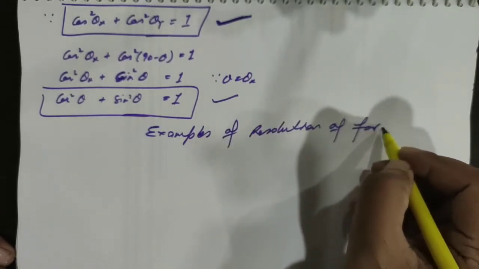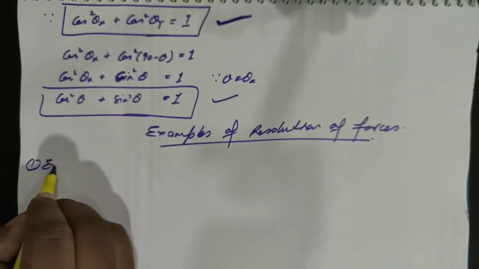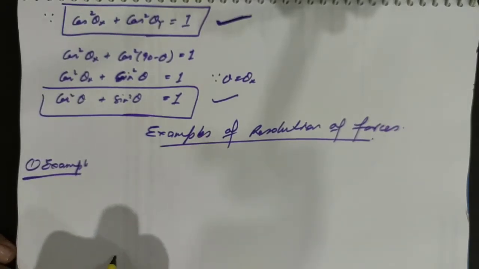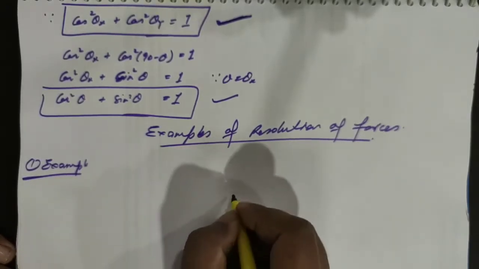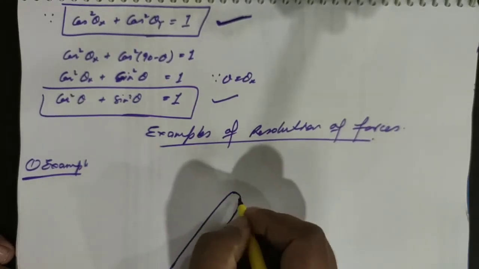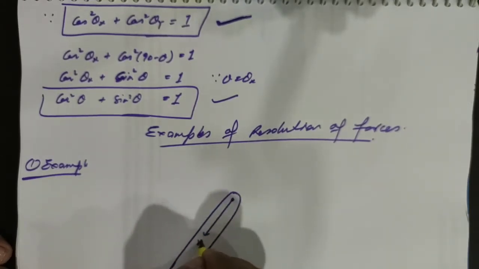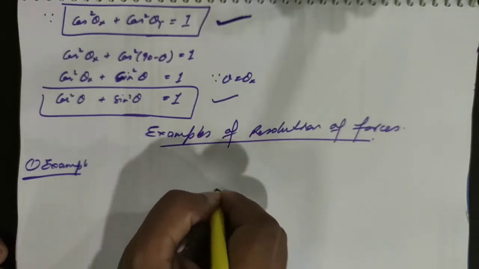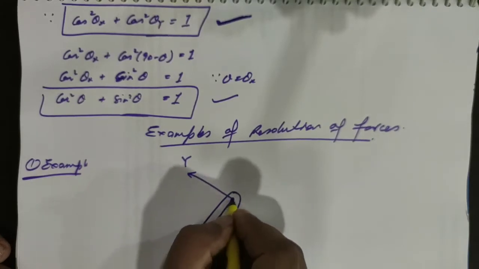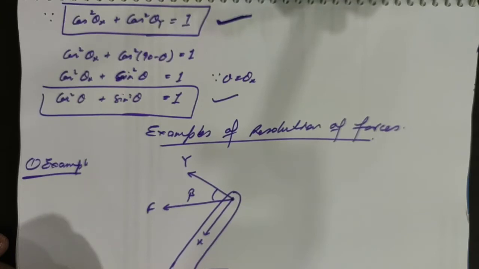Resolution of forces. Example 1. Here we have a body with a base like this. We take the reference point, the x-axis like this, and the vertical perpendicular to it, and the body is subjected to an external force F at angle beta with the y-axis.